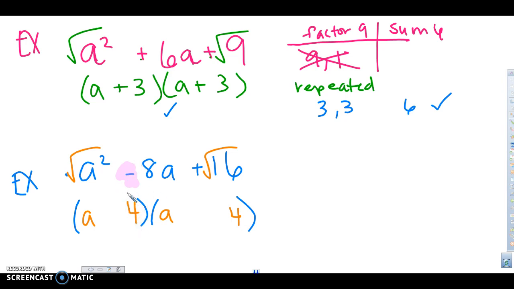The question is, how do I get that minus term in the middle when, if I FOIL this, unfactor it by foiling to get back up here, I need a negative middle term. So I would make both of these minus 4s. So a minus 4 times a minus 4. Now, is there an easier way to write this? Absolutely. (a minus 4) quantity squared. And I probably should have done that up here. (a plus 3) quantity squared. Okay, that's all.